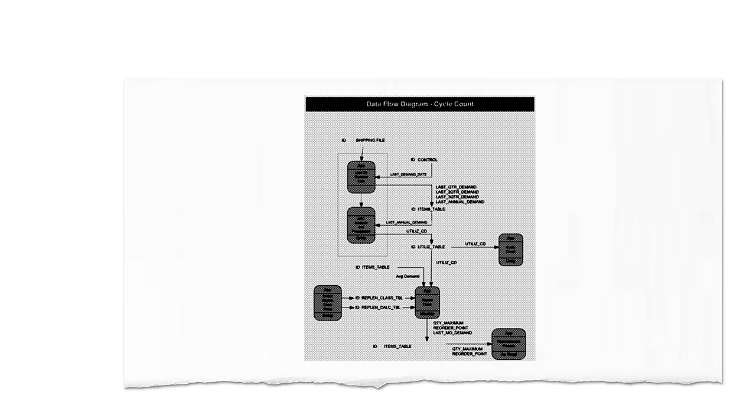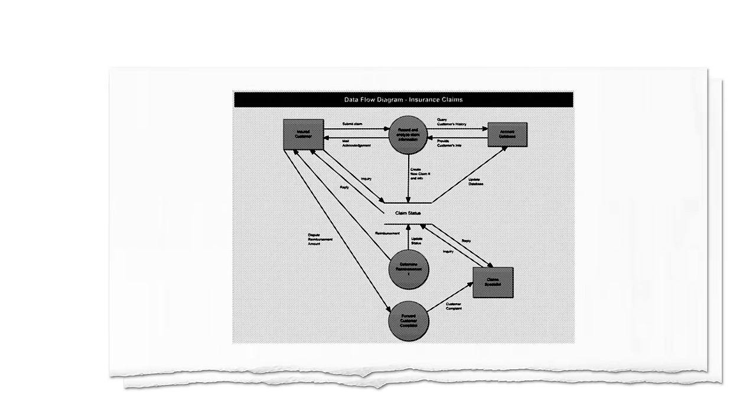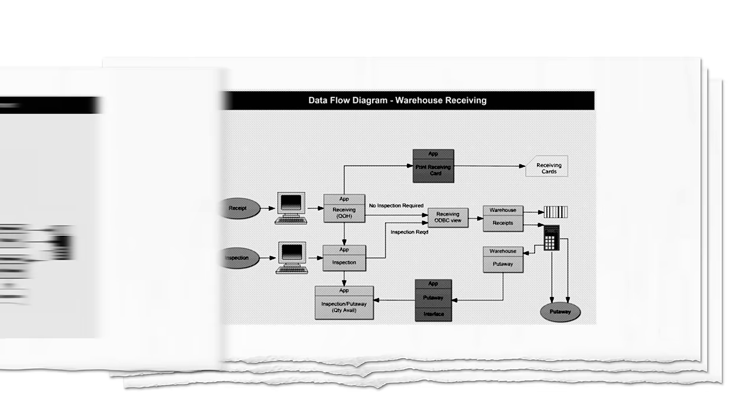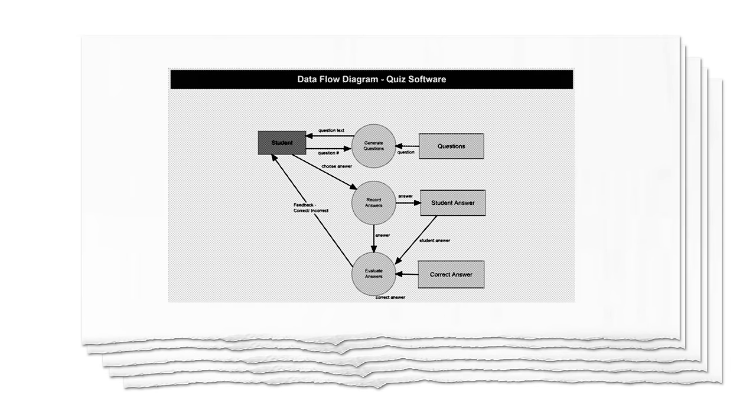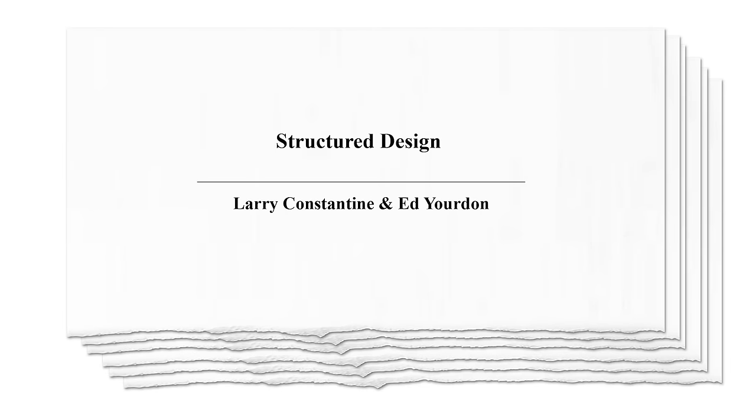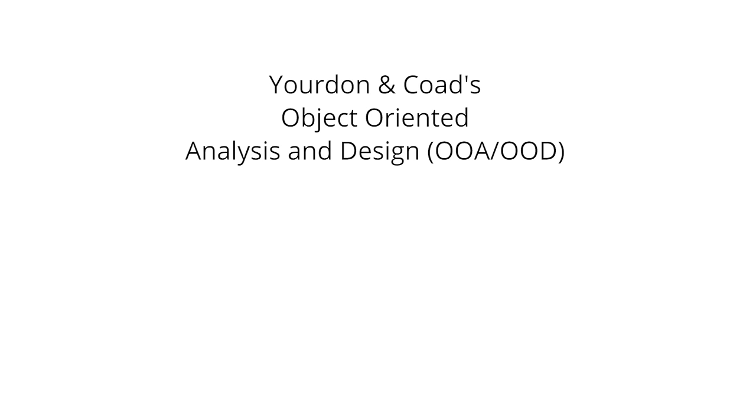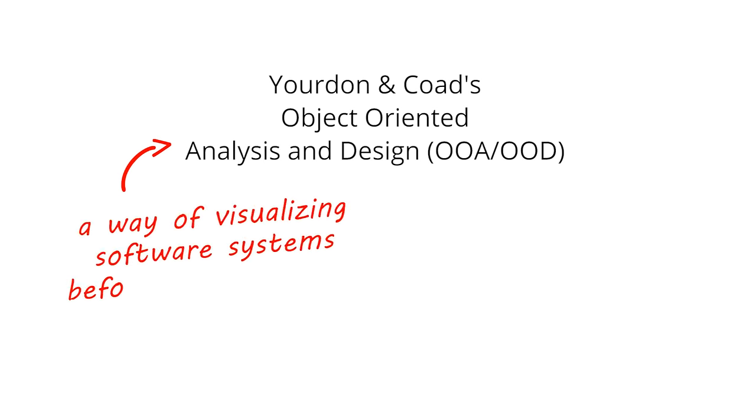Data flow diagrams became popular in the 1970s in software development. They were first described in a classic text about structured design written by Larry Constantine and Ed Yourdon. What became known as Yourdon and Coad's object-oriented analysis and design was a way of visualizing software systems before UML diagrams came along.